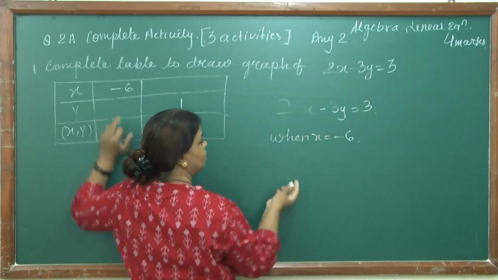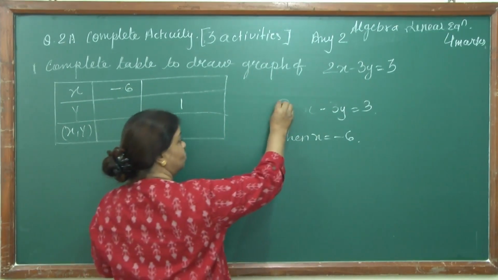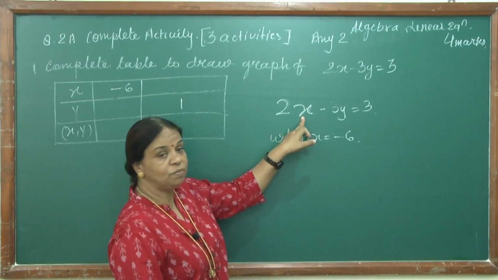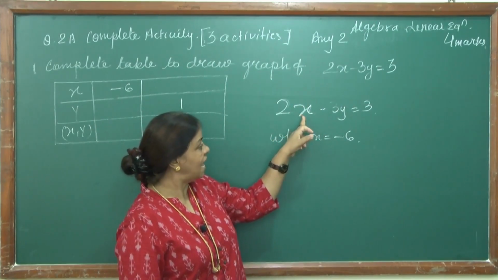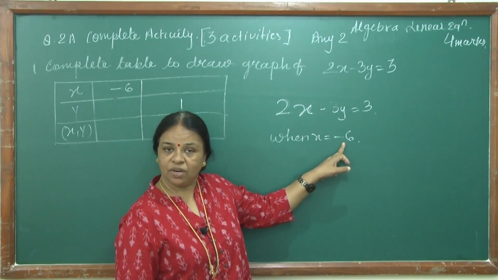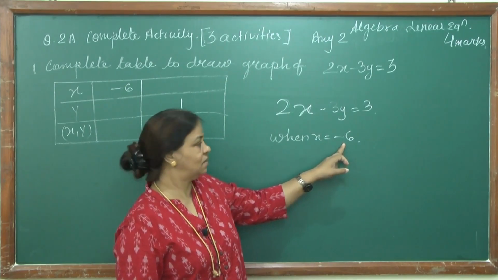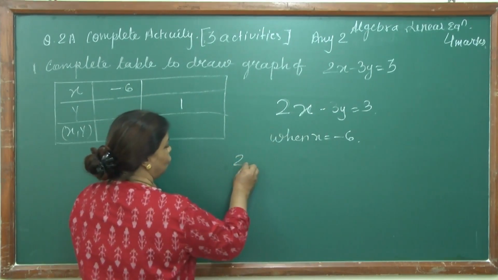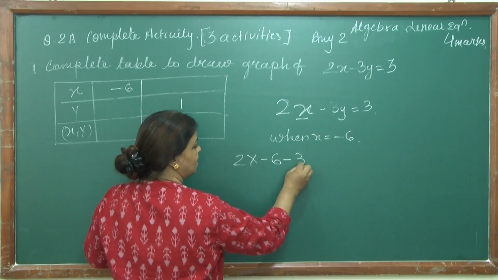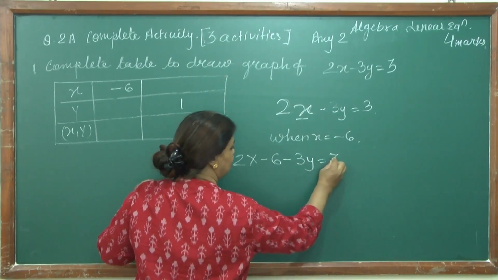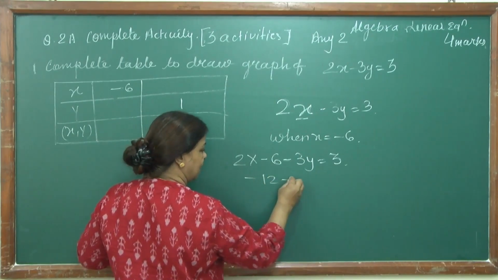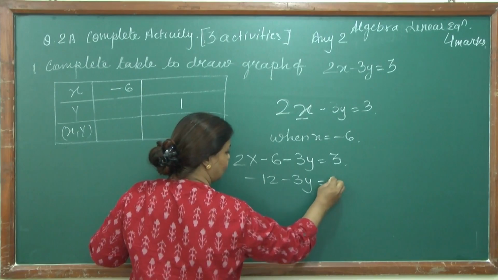in this equation. Placing the value of x, some of the children find it very difficult children. Placing the value means where x is there, in that place we will be writing the value of x. Here what is x value? -6. So let me place it. 2 into x is what? -6 minus 3y is equal to 3. So 2 sixes are -12 minus 3y is equal to 3.